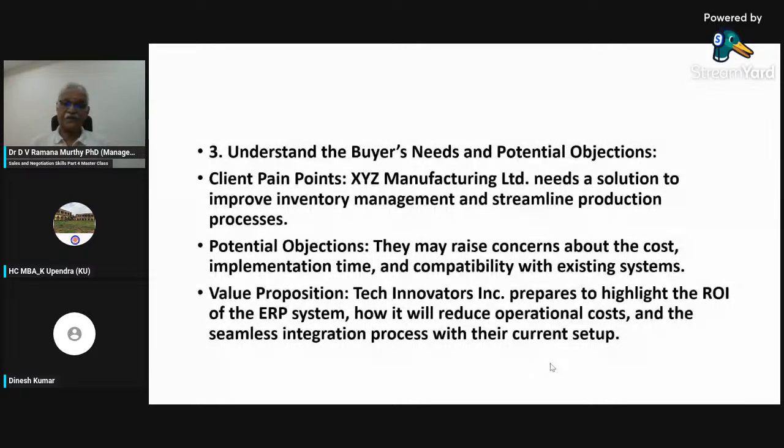So that's very important for you to understand. That's a client pain point, that you have to identify that and say whether your ERP package can answer inventory management and production process issues. So that's the pain point.